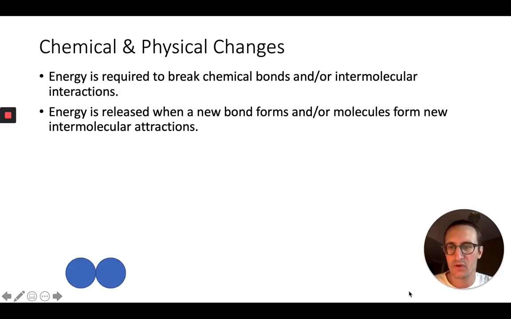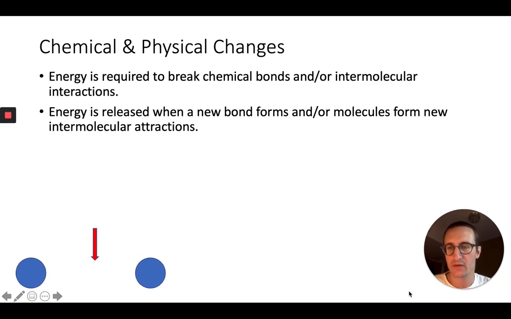So if I have two atoms and we want to break apart those two atoms, or break that chemical bond, we have to put energy in. When we put energy in, those two atoms or those intermolecular attractions can break. And just the opposite is true as well. Energy is released when new bonds form.